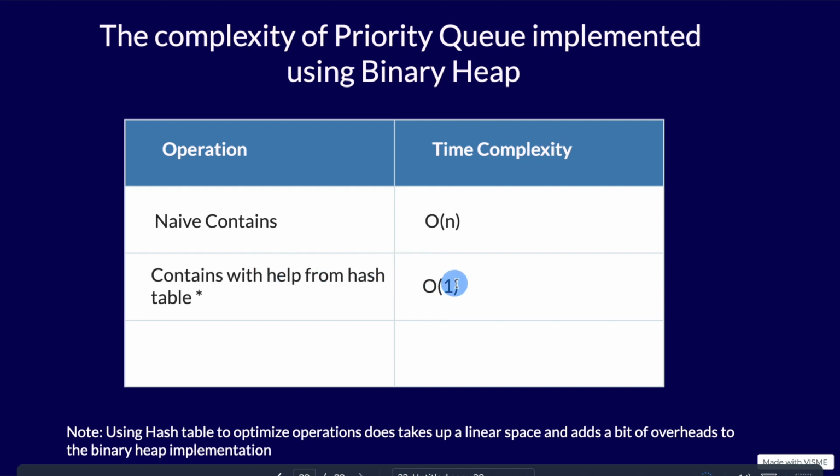So we can achieve this operation in constant time, but using a hash table adds a bit of space complexity. So using a hash table to optimize operations takes linear space, and it also adds a bit of overhead to the binary heap implementation, because we have to literally store all the elements in another data structure, which is the hash table, and that takes linear space. I'm going to show you this in the future, so please stay tuned.